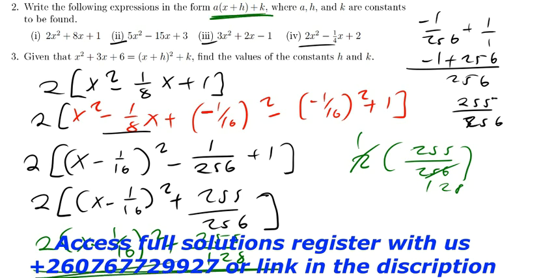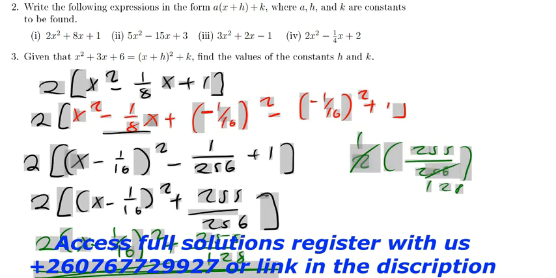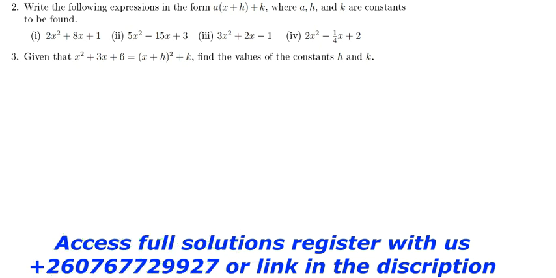So go ahead and do part 2 and part 3. I'm waiting for the answers in the comment section. Okay, so that is it for part 2. Let's jump into part 3. It's basically the same concept. They are saying, given that this expression is equal to that, find the values of constants h and k.